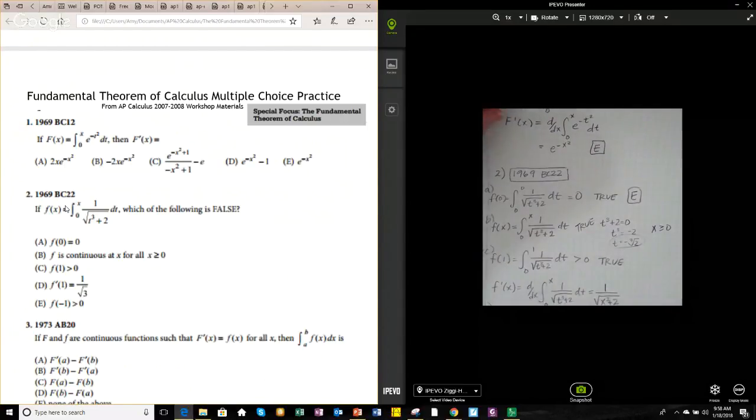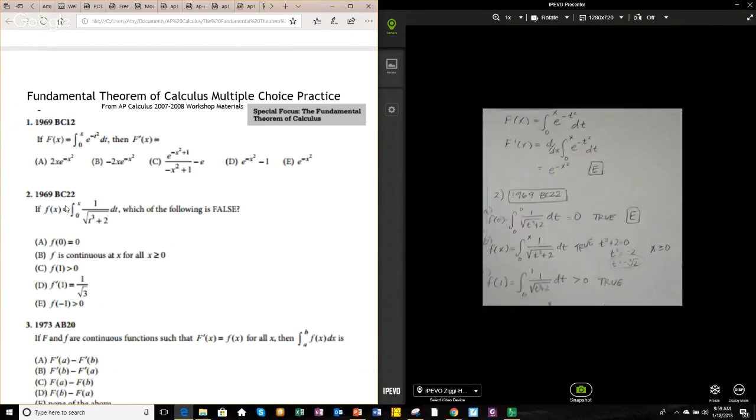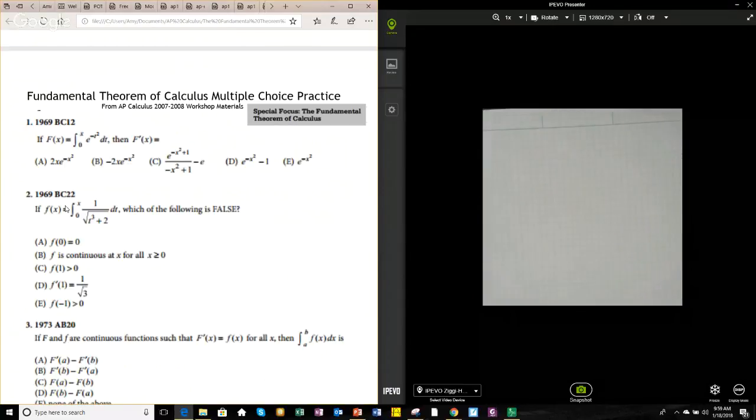All right, I just wanted to do a couple of multiple choice. I wanted to do an example free response and several of the evaluation parts of the fundamental theorem of calculus.